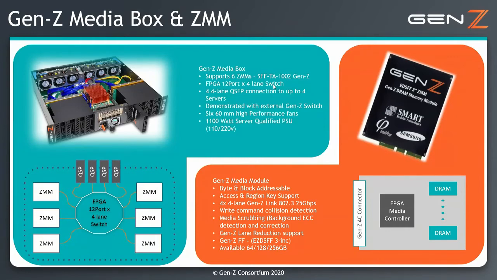The media module is byte and block addressable. It has those access and region keys we talked about earlier. Its communication is four lanes of Gen Z running at 25 gigabits per second. It has write command collision detection. It does media scrubbing, and it has background ECC detection and correction.